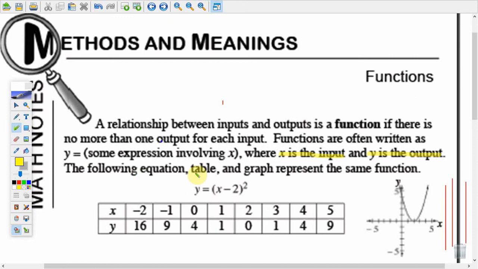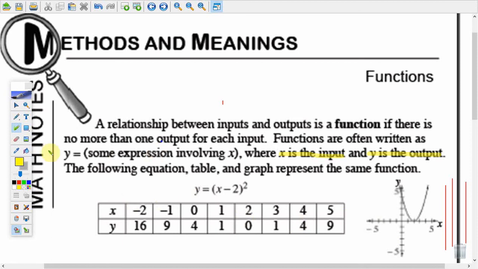The following equation, table, and graph represent the same function. So here's the equation. y equals (x minus 2) squared, which you should recognize from last year as a parabola that's been shifted 2 to the right from the origin, which we have right here. Parabola shifted 2 to the right, so we have our vertex at (2, 0). And then here's a bunch of points on that parabola. All of these represent the same function.